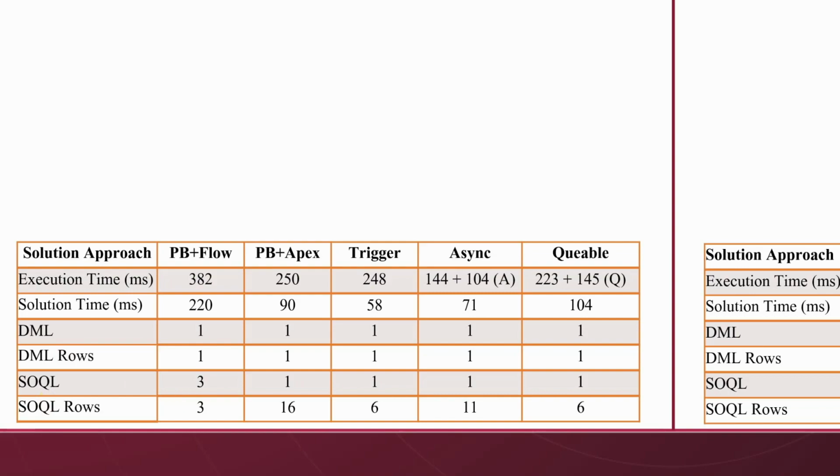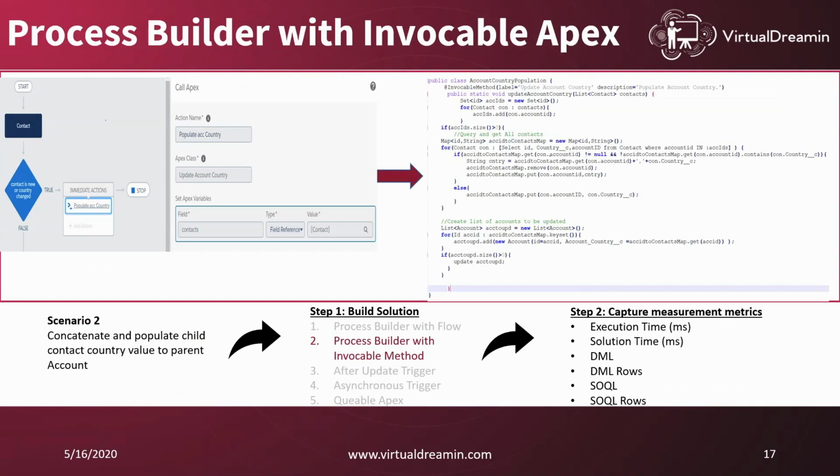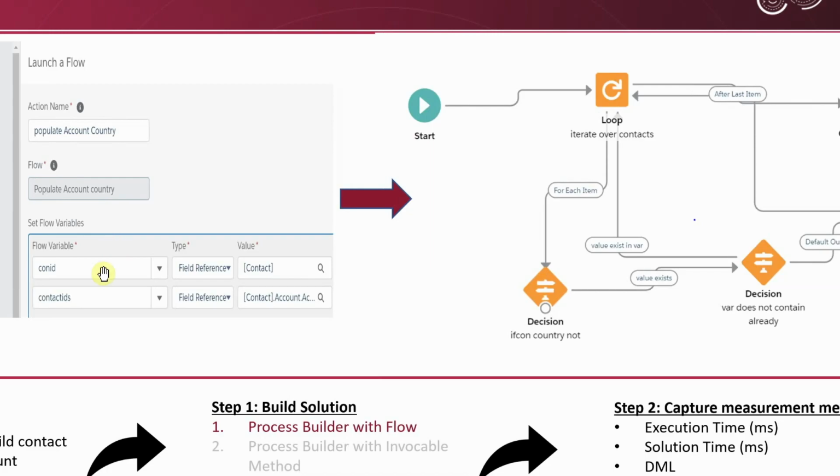Now let us see why a PB plus flow solution is consuming 3 SOQL statements. Let us go back to that particular solution, and I will show you how it is consuming 3 SOQLs. Here you can see from the process builder to the flow I am passing a list of contact IDs. This list of contact IDs we are getting from the contact's parent account. That is, from process builder you will be able to retrieve all the contacts associated with the parent account. This is consuming one SOQL statement.